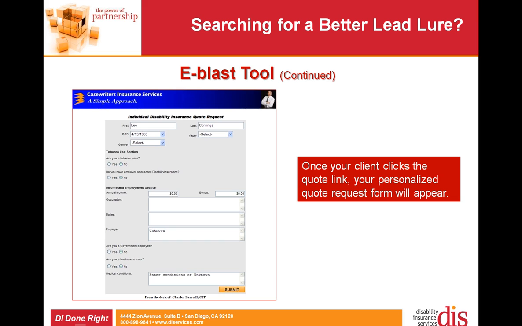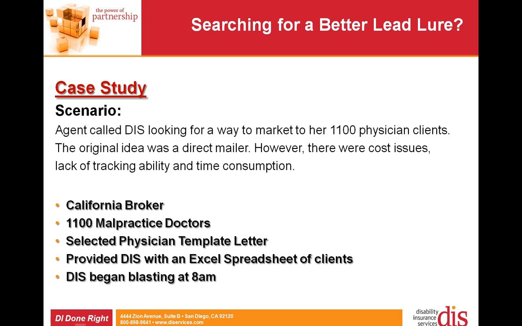Again, when they get this information, it has your private branding on it, not DIS. And when they submit this quote to us, you're notified that you have a prospect that has asked for a quote. We're notified with the additional information to run a quote. We run it. We send it to you. It works like magic. Now, let's talk about a case study.